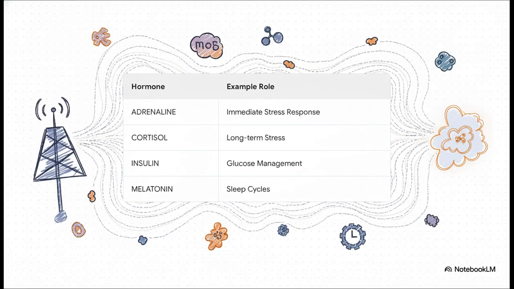And finally, there's the endocrine system. So if the nervous system is IM, this is more like a slow-wave radio broadcast. It's sending out hormones, like adrenaline or insulin, that create these gradual body-wide changes. It's what sets the overall mood and manages all the long-term stuff.